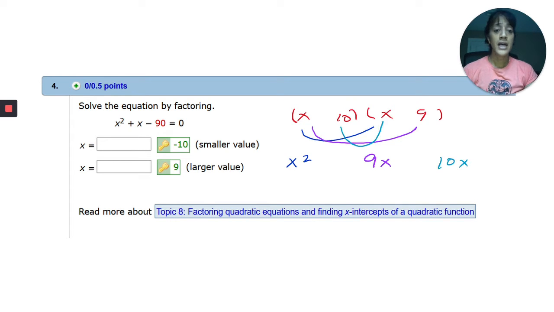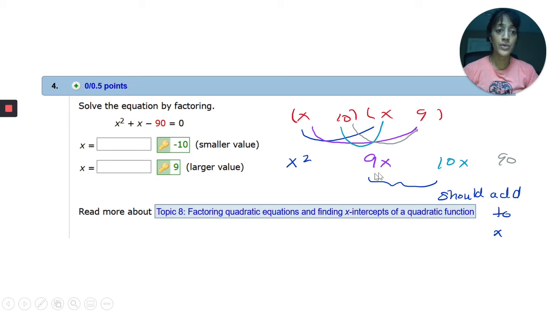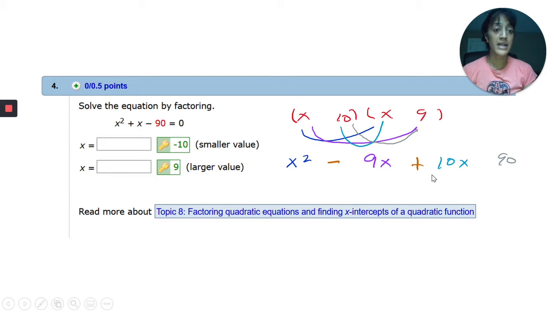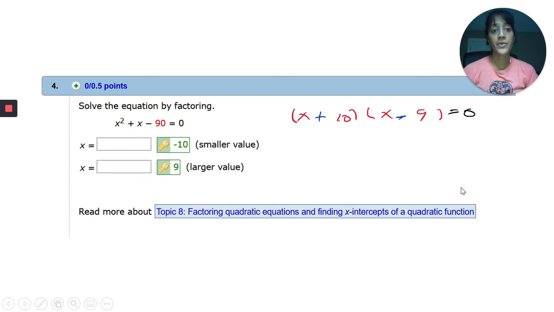So I foiled this thing out. Mr. Smiley, you see Mr. Smiley here, but it doesn't have any signs in the middle. So I'm going to attach the signs after thinking about it. If I look at it here, the two outer plus inner should add up to be positive x. So that tells me that the 9 has to have a minus and the 10 has to have a plus. Well, if that's the case, the last one's going to be a minus, because when I multiply through, I get minus 90. And therefore, it's a cooked problem and everything works out nicely.